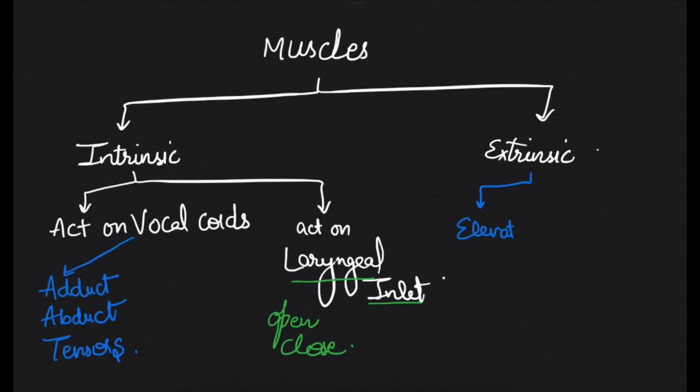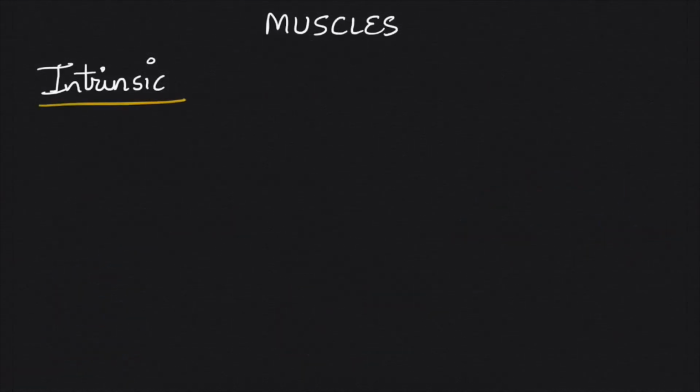Now moving on to extrinsic muscles, muscles which are connected to the larynx and connecting the larynx to other parts. They can either be elevators or depressors. The elevators will elevate the larynx as a whole, and depressors will depress the larynx as a whole.